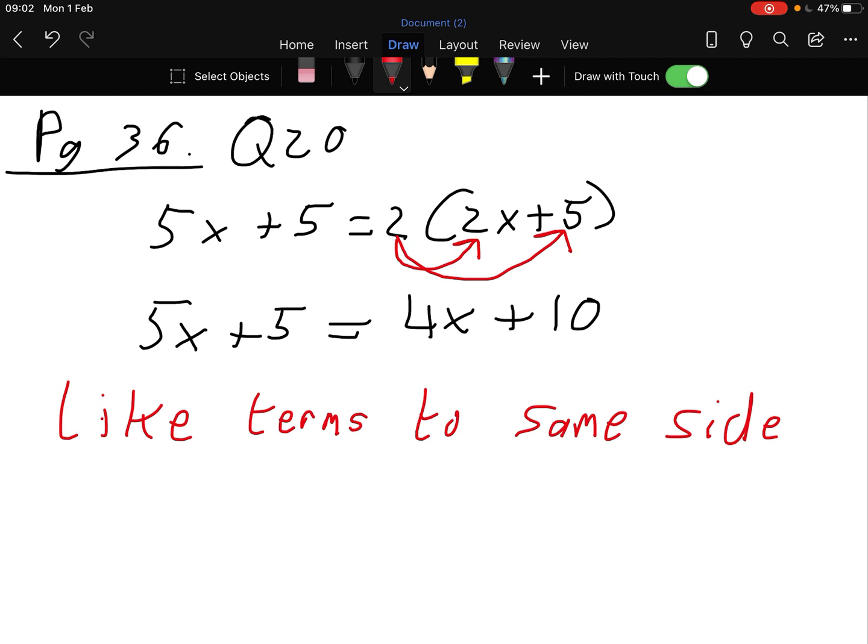So how do we do it? Generally, as a rule of thumb, it doesn't really make a difference, but it's good to get used to doing it a certain way until you understand it. We bring all the x's to the left and all the numbers to the right. That's generally what we do.